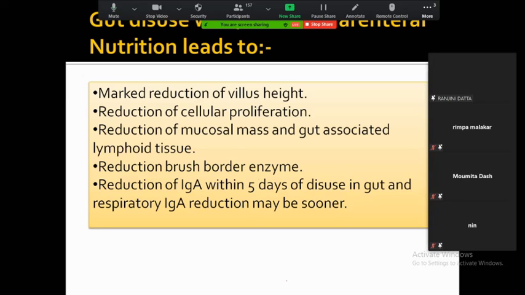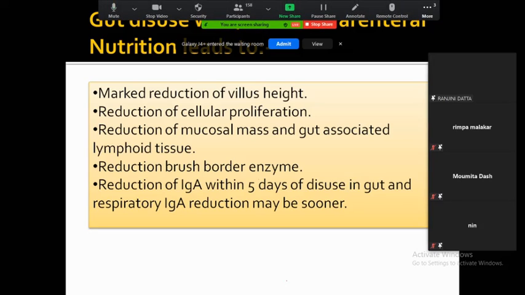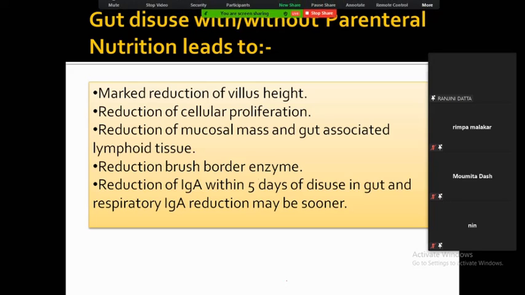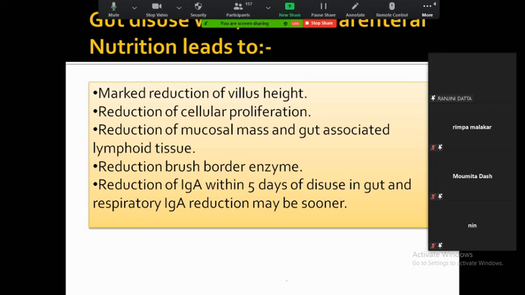And studies have proved that the various kinds of immunoglobulins, especially IgA, have been seen to be reduced in the gut within 5 days of gut disuse. And in the respiratory section, IgA has been seen to be reduced even further. This particular point is of huge relevance today in the COVID situation, because IgA is known to have a competitive action with the ACE2 receptor sites, which actually helps the COVID virus enter our body. So this point is of huge relevance in today's current pandemic scenario.